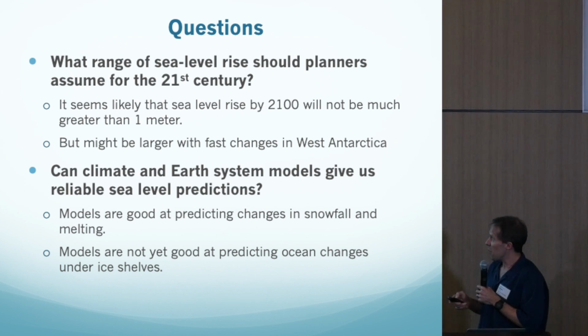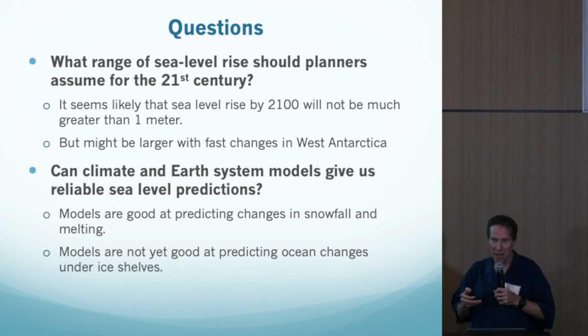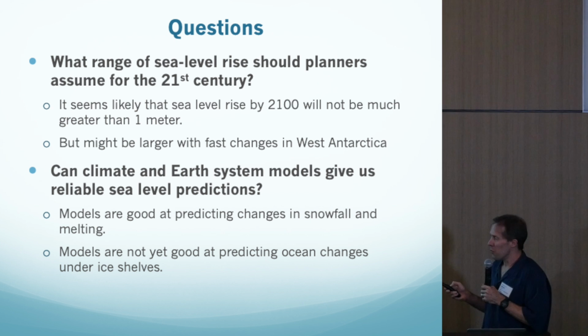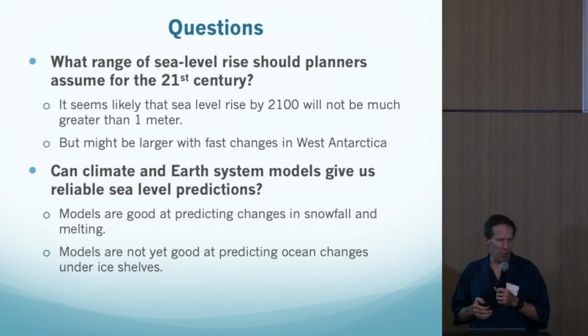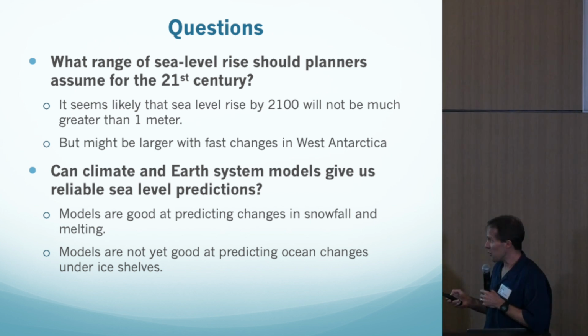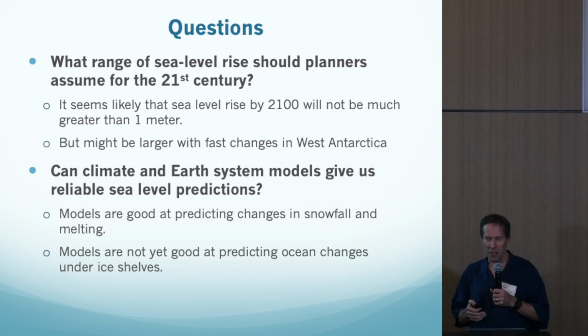So just to summarize some other tentative answers, at least, to questions that people ask. Planners often ask for upper bounds for sea level rise, and I say probably sea level rise won't be more than about 1 meter by 2100, somewhere in the 0.5 meter to 1 meter range, the rate we're going, unless there are surprises in West Antarctica, which we can't yet entirely rule out. And the Earth system models that we work on are very good at most of the system, but they're not very good at these ocean changes that can affect ice shelves and ice sheets. So that's something we're working very hard to improve.